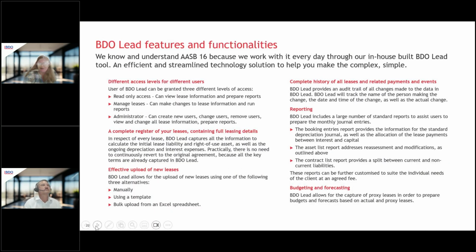I've also included here a list of all the features and functionalities if you're interested. So the different access levels for users, we've got 3 levels of access. You can have a complete register of your leases with all the lease details, all the reporting, the budgeting, all of those benefits are there. Absolutely amazing, top, state-of-the-art technology.